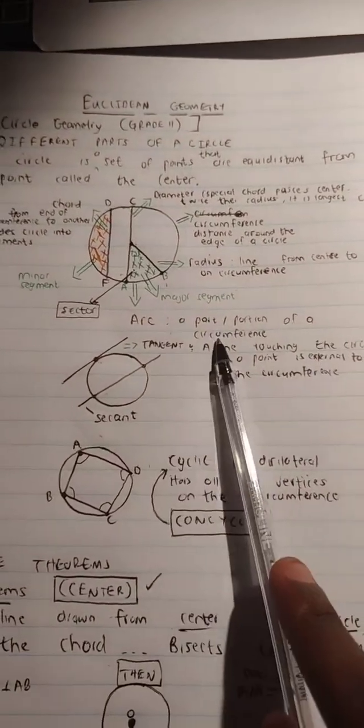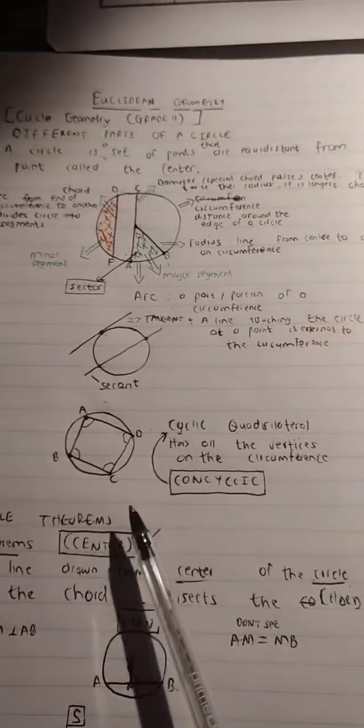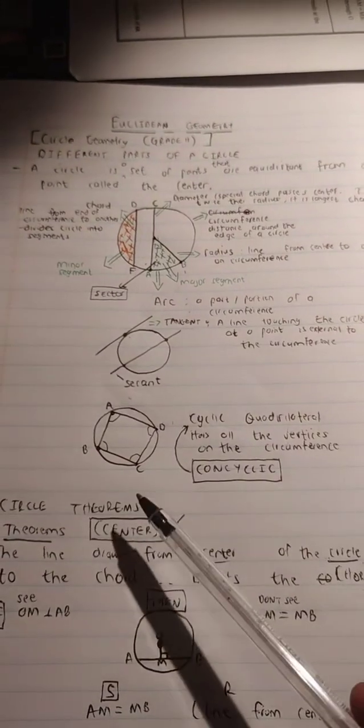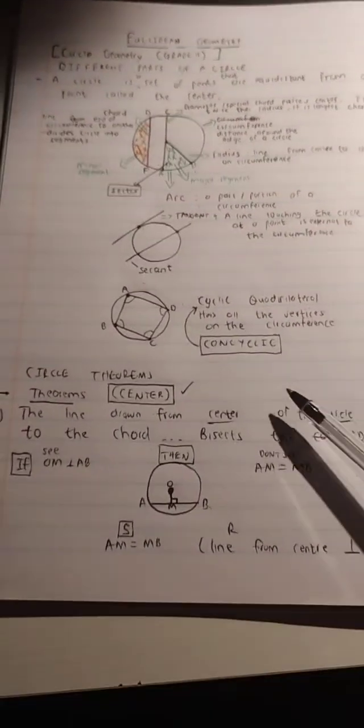Arc, okay. Tangent, we defined what a tangent is. Cyclic chord, we defined what a cyclic chord is. Secant, what a secant is, okay.